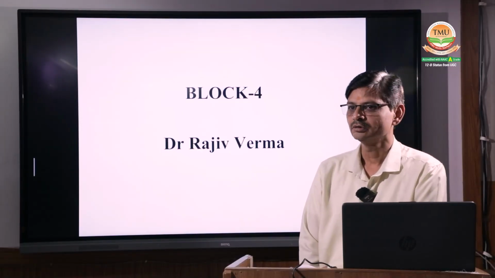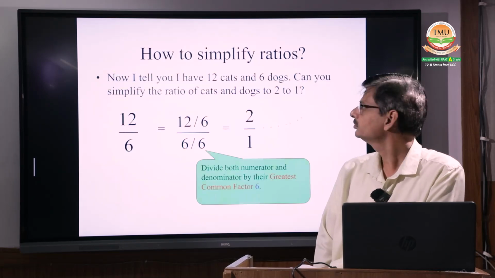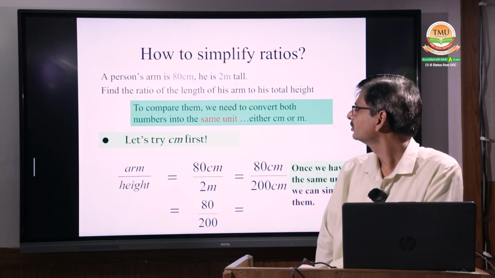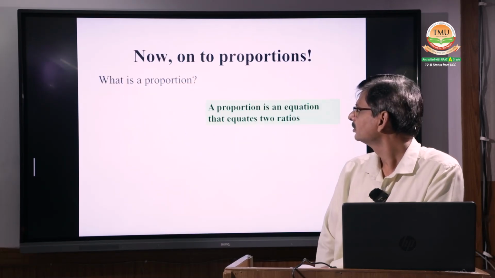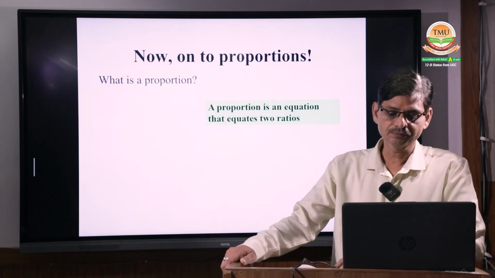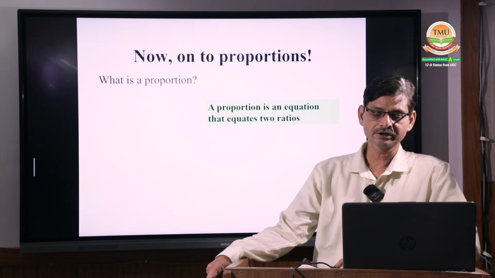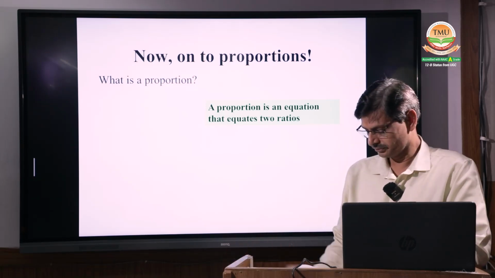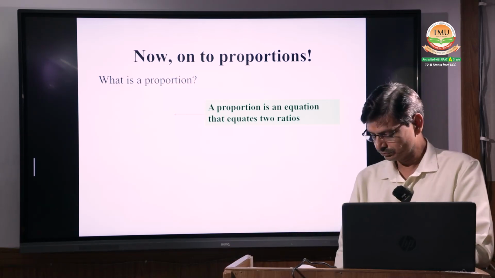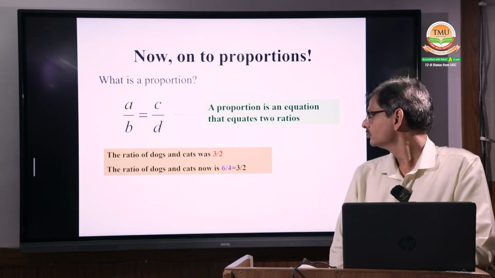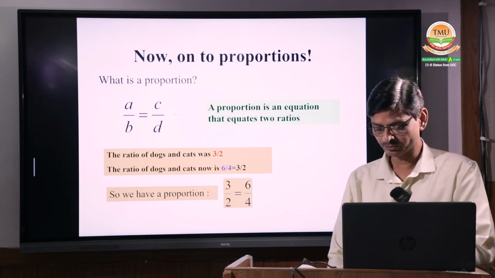In block 4, our today's topic is proportion. What is a proportion? A proportion is A upon B is equal to C upon D. Suppose the ratio of dogs and cats is 3 upon 2, and the ratio of dogs and cats now is 6 upon 4, which is 3 upon 2. So we have a proportion: 3 upon 2 is equal to 6 upon 4.